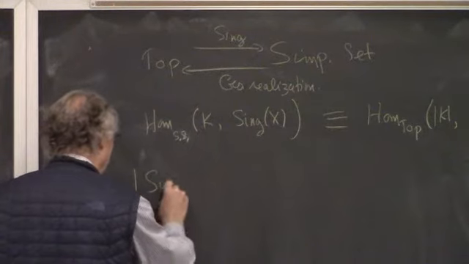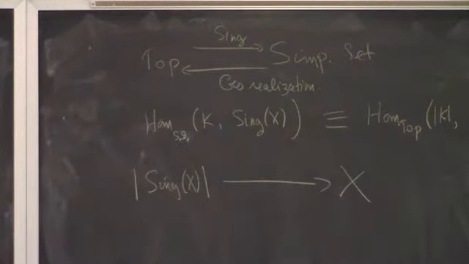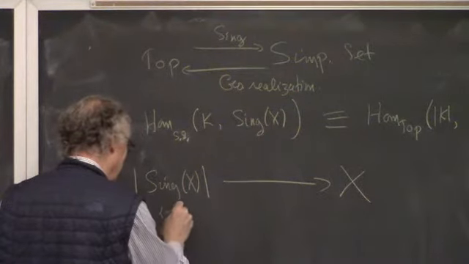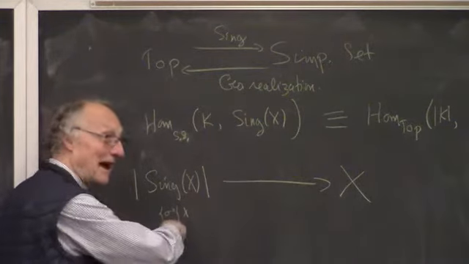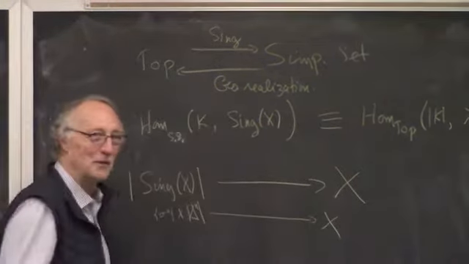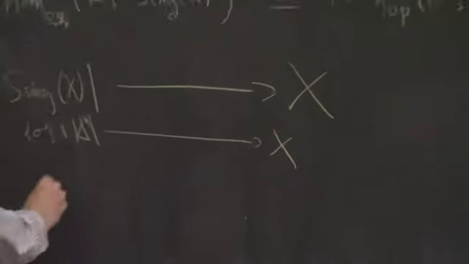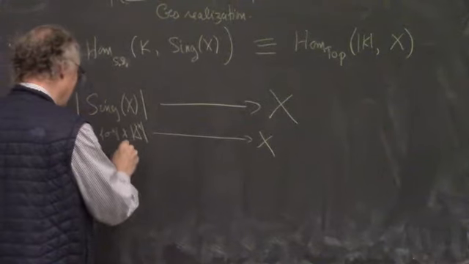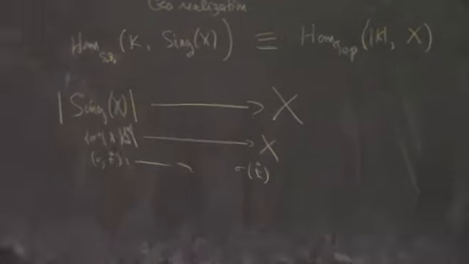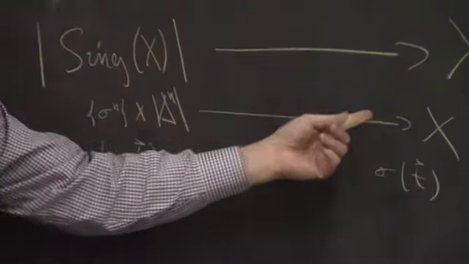Let's think about that. Take the geometric realization of Sing X. I claim there's a natural continuous map to X. Before we do the quotient space, we have these n-simplices, where sigma is a continuous map of the n-simplex to X. So the pair sigma, t maps to sigma of t: you have a point t in the simplex, and you just map it to X.